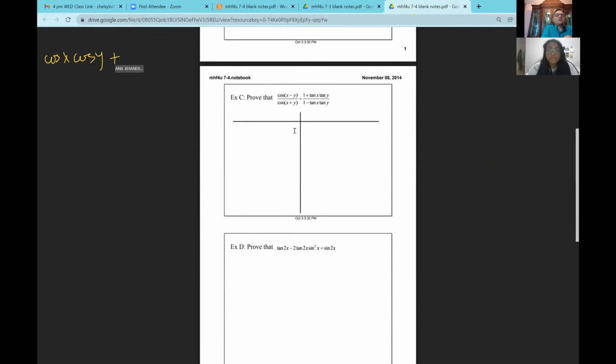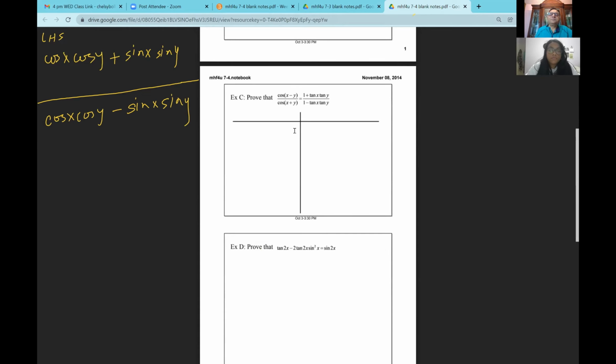Plus, correct? That is cos(x − y), right? Yeah. And we have to divide this by cos(x + y). What is cos(x + y)? Minus. Yeah. Sin x sin y, correct? Simple. This is our left hand side, right? Very simple strategy. You want tan.